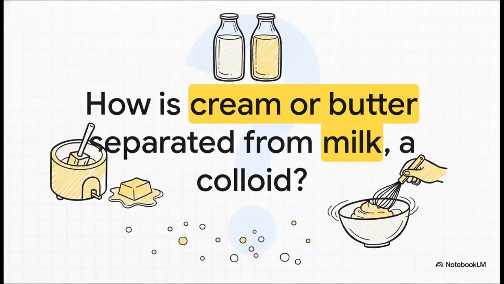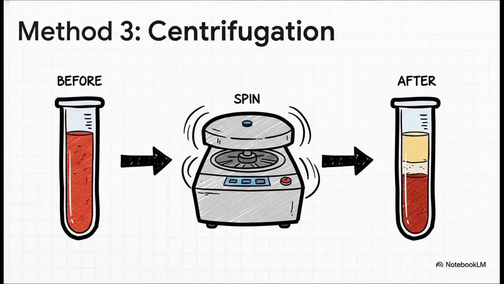Let's think about milk. As we know, milk is a colloid. The tiny fat particles are spread all through the liquid, but they are much too small to be caught by a filter. So how is cream or malai or even butter separated from milk or curd, both at home and in big dairies? For this, we use a special technique called centrifugation. What happens here is that the mixture is put in a machine called a centrifuge, and it is spun around at a very, very high speed.